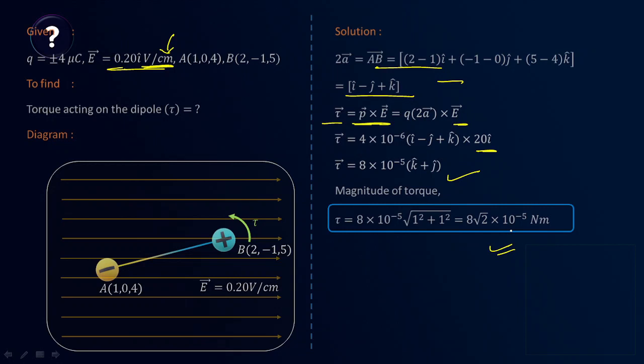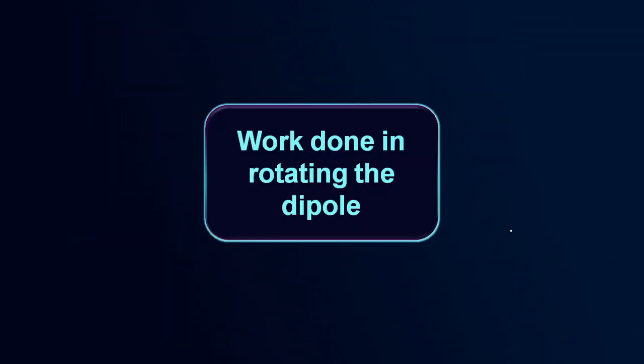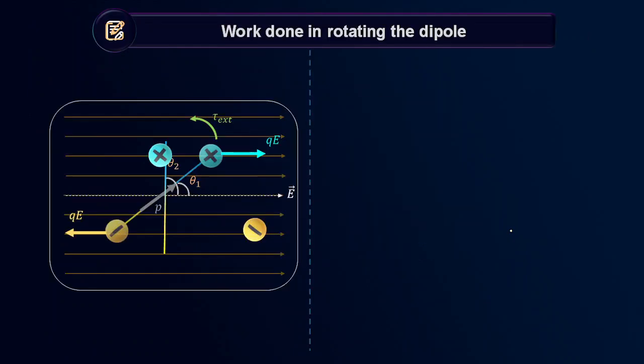Clear? Now next is, let us say, work done in rotating the dipole. Suppose there is one dipole and we want to rotate it. Initially it was at the initial point. Now we want to rotate it to the final point like this, right? The initial angle of the dipole from the electric field is theta 1, and the final angle is theta 2, right? This is the plus charge, this is the minus charge.